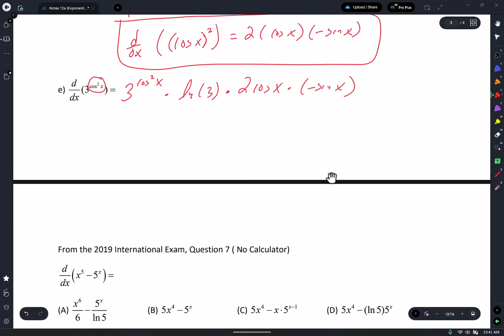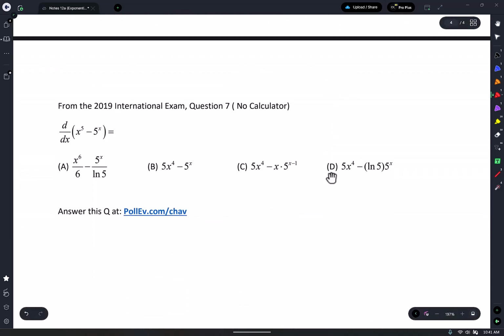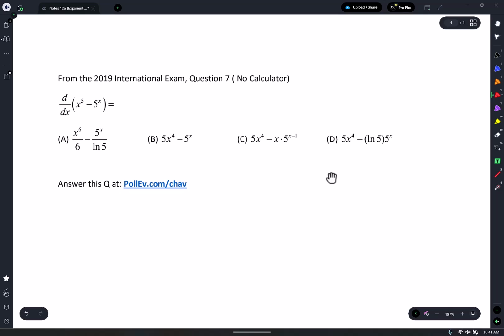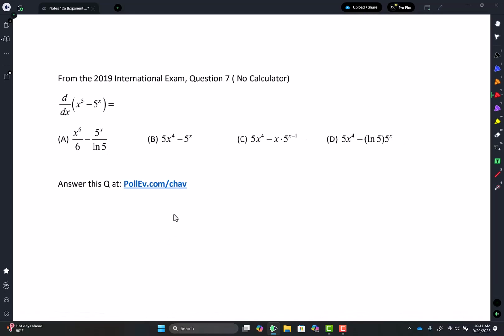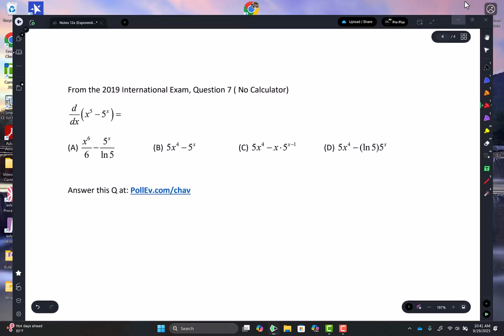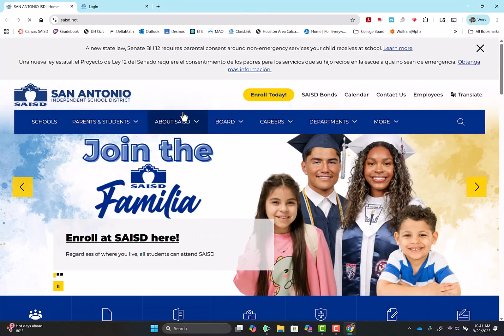Okay. From the 2019 exam. This is an actual question. Do you guys have your tablets? I guess you don't need them, but I would like to take data from this, see if you guys can get it right. I'll tell you what the percentage is. I don't know off the top of my head. I'd have to look it up.